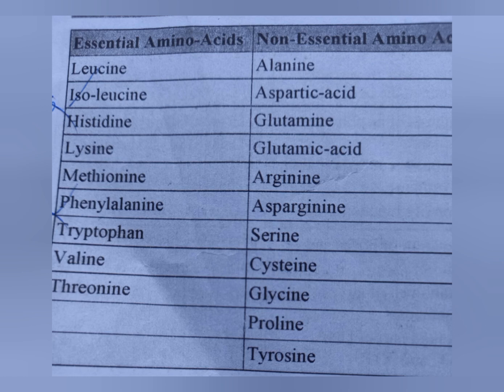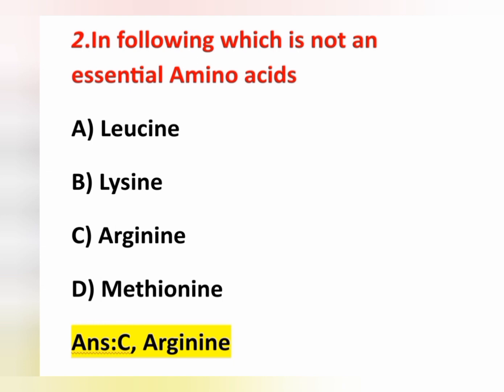threonine. These all included in essential amino acid, and non-essential amino acid include alanine, aspartic acid, glutamine, glutamic acid, arginine, asparagine, serine, cysteine, glycine, proline, and tyrosine. These are all non-essential amino acid.